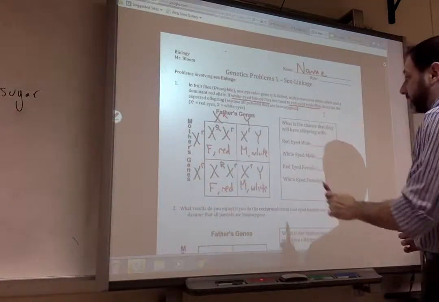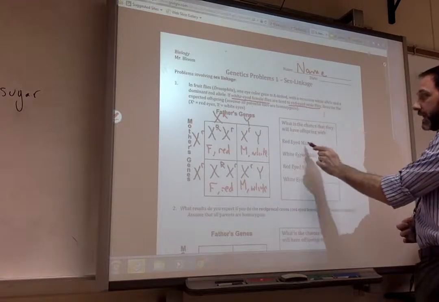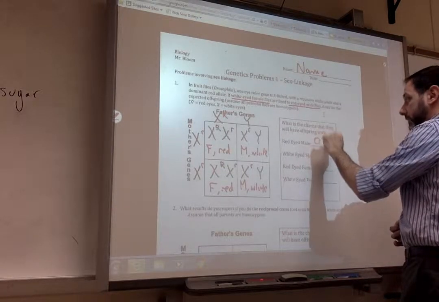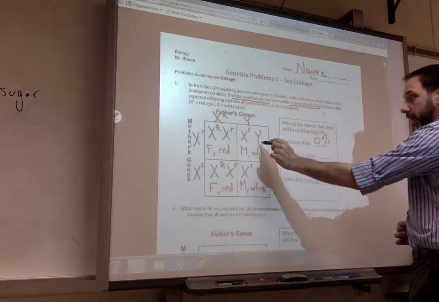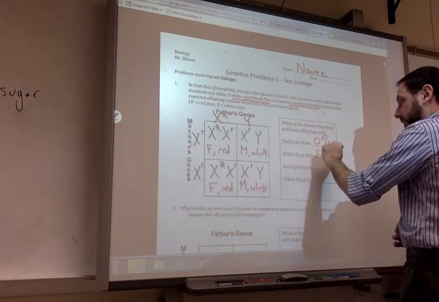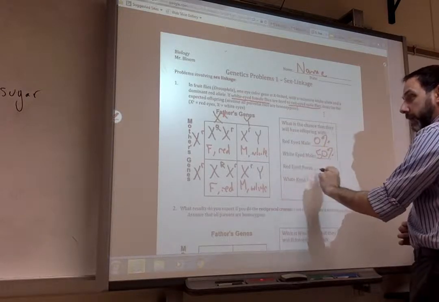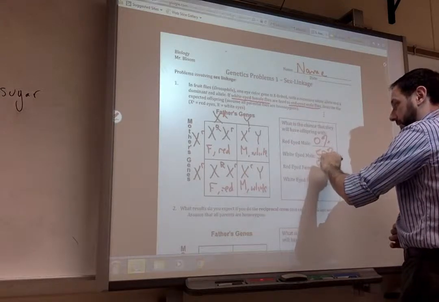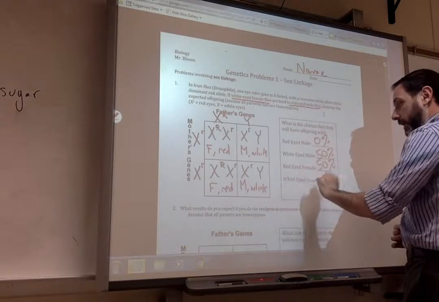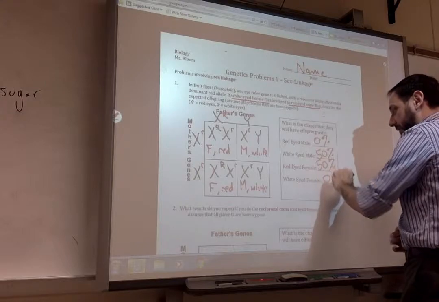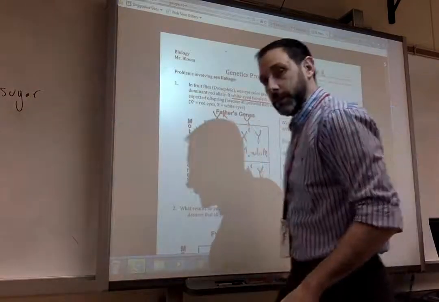So then to fill this in, the odds of having a red-eyed male are 0%. A white-eyed male is 50%. A red-eyed female is 50%. And a white-eyed female is 0%. Remember, these should always add up to 100%.